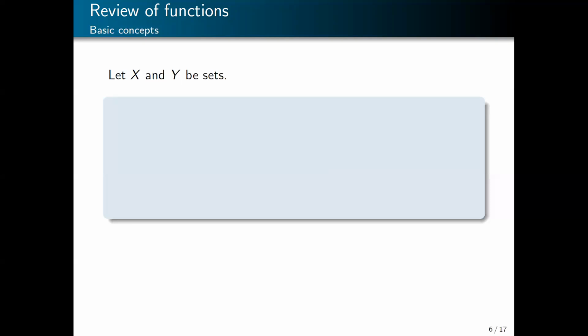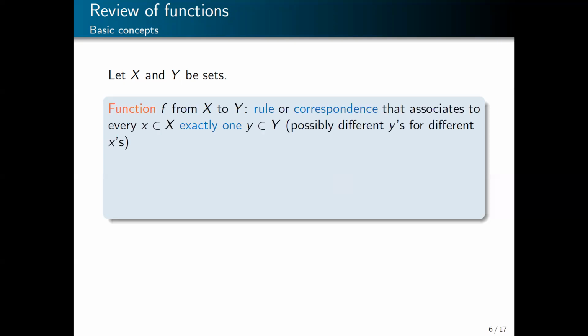We now recall the definition of a function. Let X and Y be sets. A function f from X to Y is a rule or correspondence that associates to every element small x in the set capital X exactly one element small y in the set capital Y. Note that under this correspondence, different elements in the set X may correspond to different elements in the set Y. Also, an element in the set Y may correspond to more than one element in the set X.